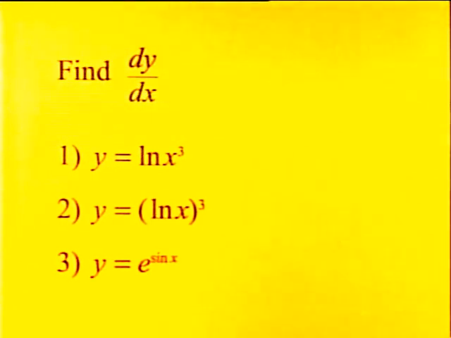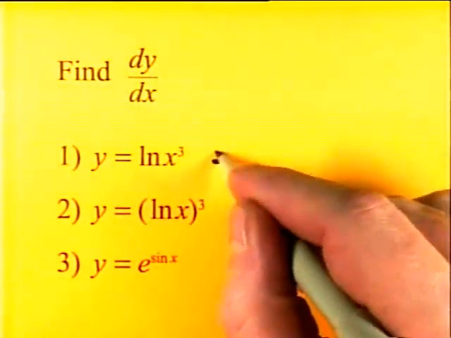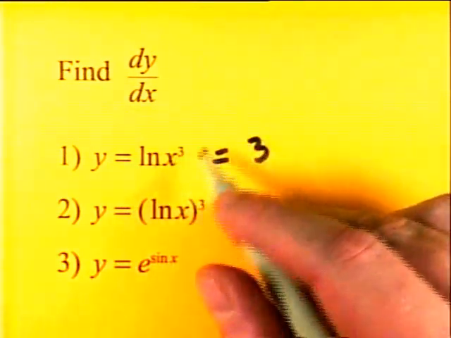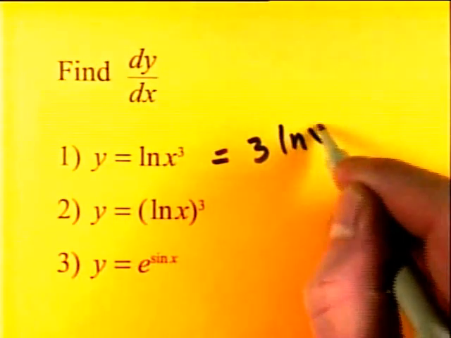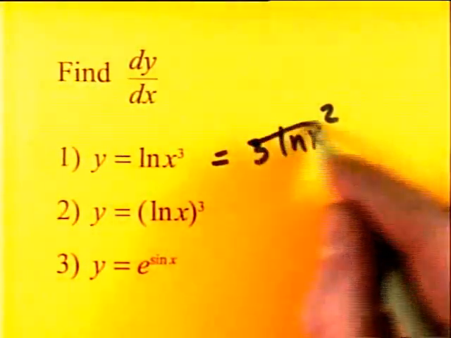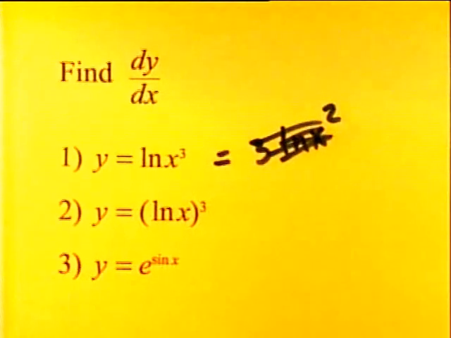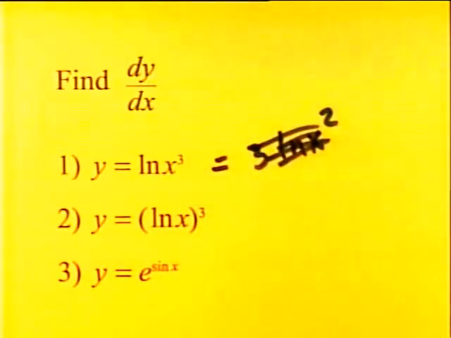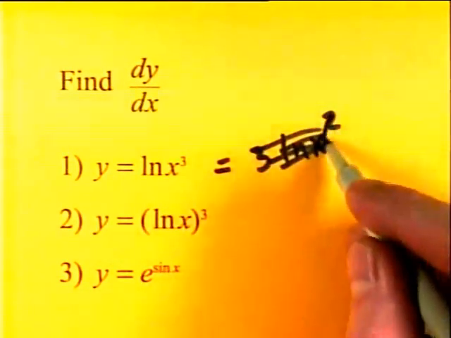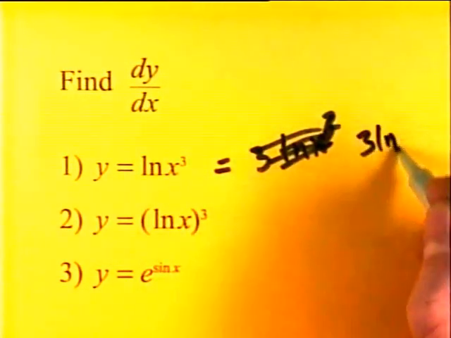Okay, go ahead and do these 3 problems real quickly. Okay, I guess you bring down 3, make it 3 times the natural log of x squared. So you want to rewrite it to be 3 natural log of x. Oh, no, wait. It's 3 times the natural log of x. So 3 natural log of x.